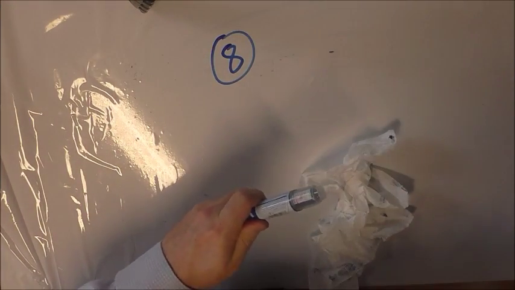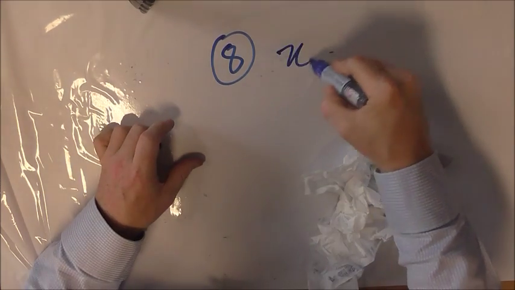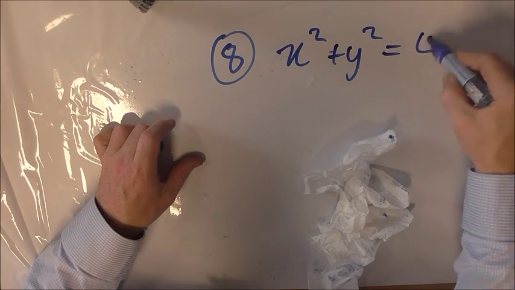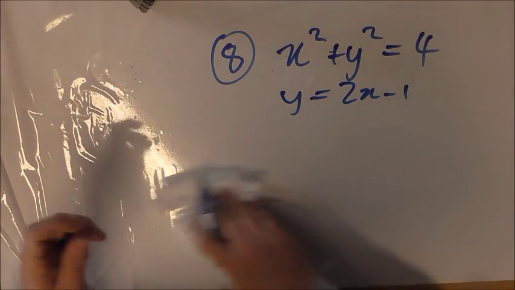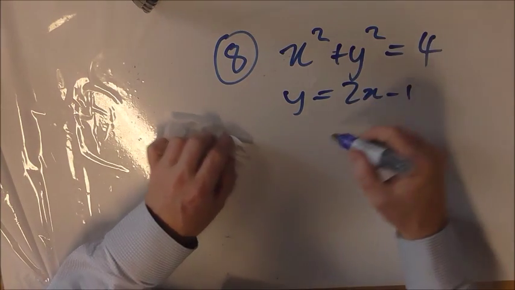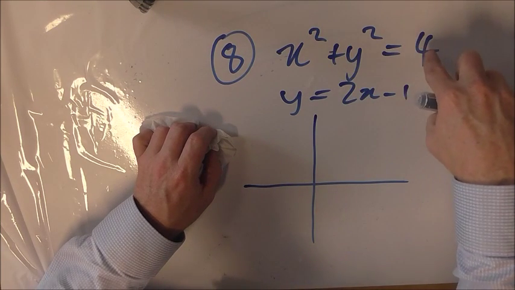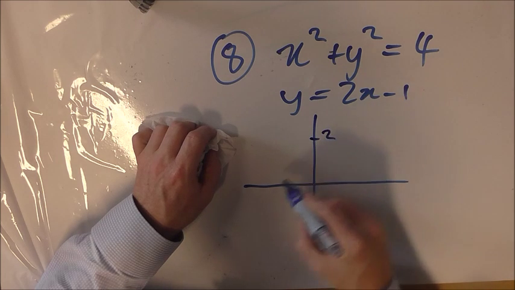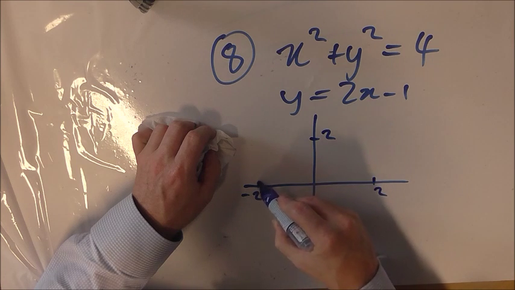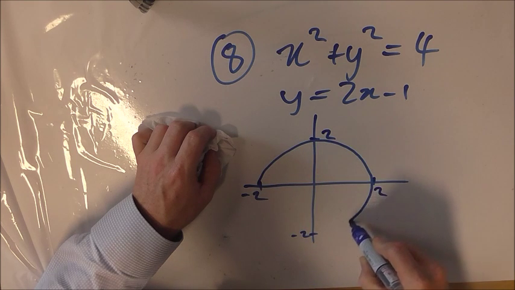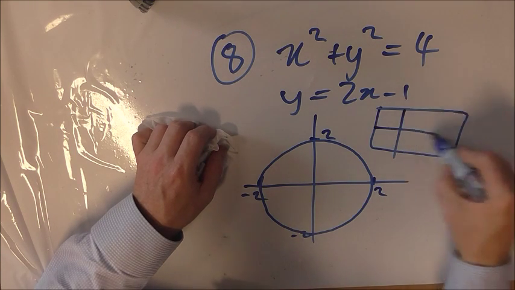Question number 8. So solve simultaneously these. Now we're going to solve them by graphing. Okay, so this is a circle. Imagine doing a quick table, you get x equals 2 or negative 2, so it's just a circle of radius 2. So that's the graph of the circle. Remember, if x and y are both squared, it's a circle. What about this? It's just a good old-fashioned table of values.